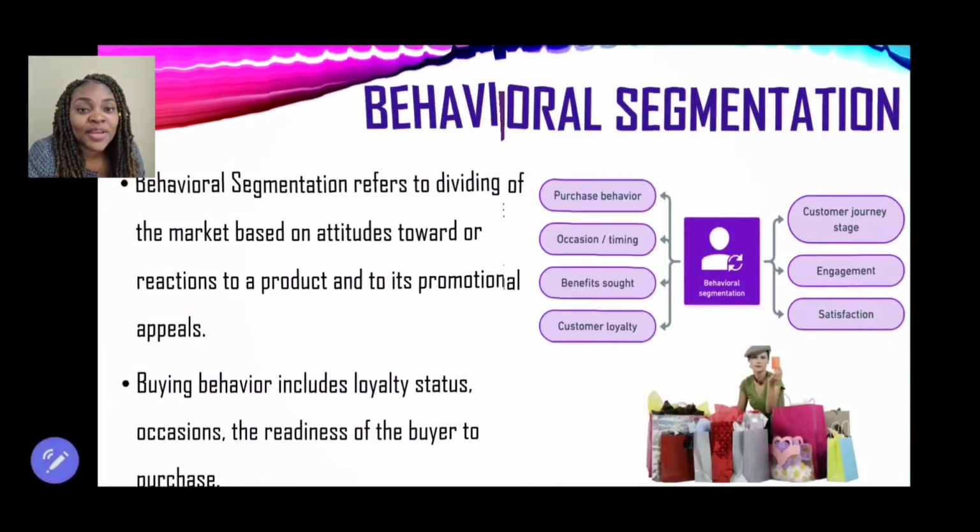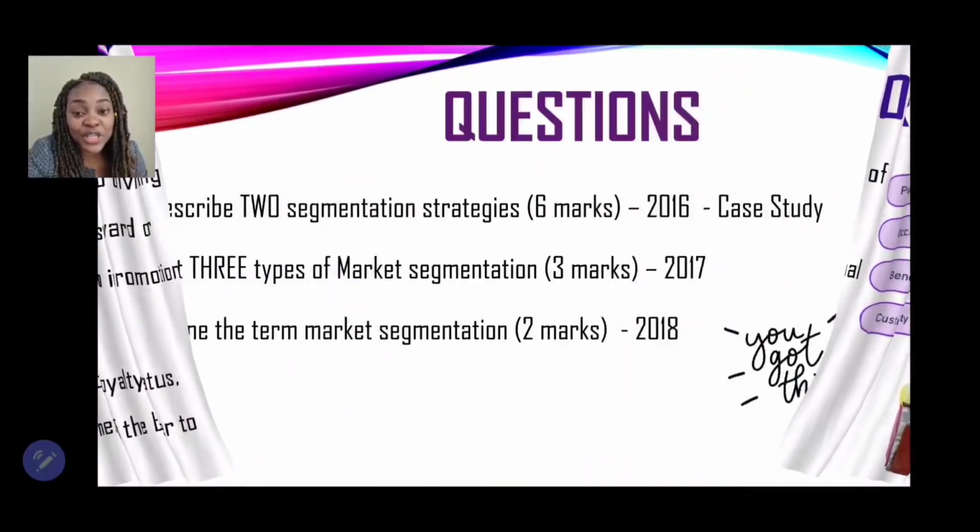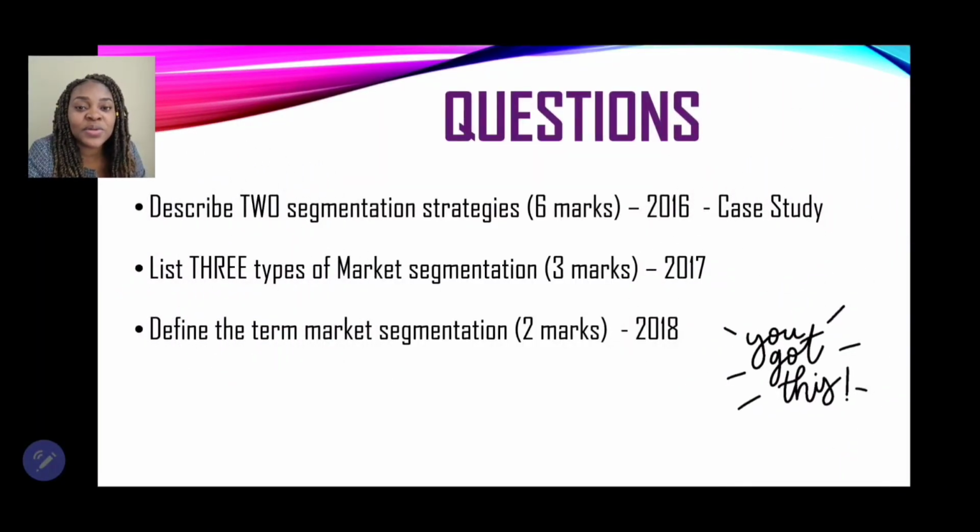All right. So it's time for the questions. We have looked at the definition of market segmentation. We have looked at the different methods and explained those methods. Now it's time for you to shine. 1. Describe 2 segmentation strategies. Now we have looked at 4 strategies, right? There are 4, namely demographic, psychographic, behavioral, and also geographic segmentation.